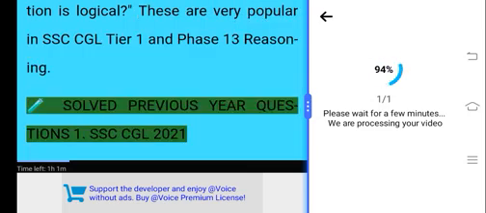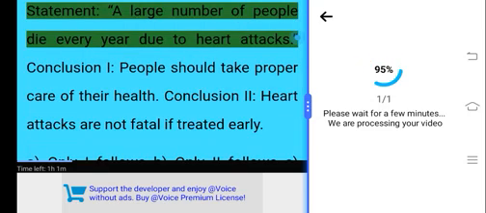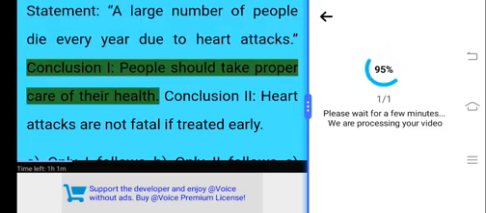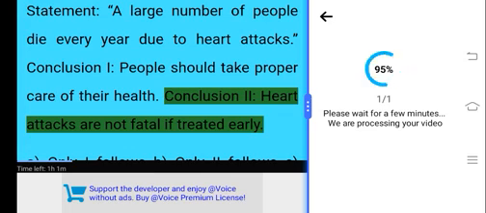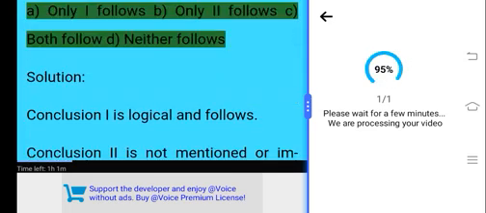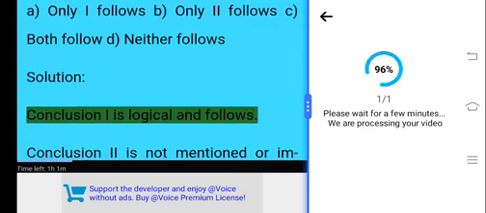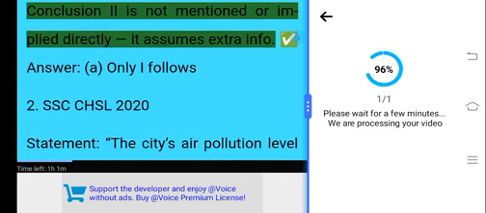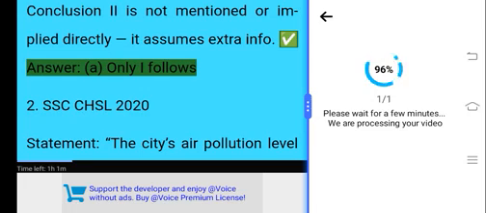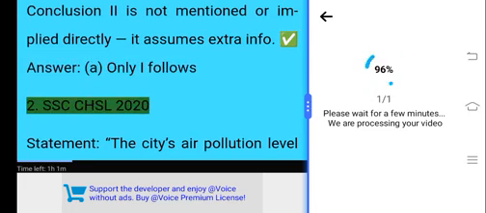Solved previous year questions. 1. SSC CGL 2021. Statement: a large number of people die every year due to heart attacks. Conclusion 1: people should take proper care of their health. Conclusion 2: heart attacks are not fatal if treated early. A. Only 1 follows. B. Only 2 follows. C. Both follow. D. Neither follows. Solution: conclusion 1 is logical and follows. Conclusion 2 is not mentioned or implied directly. It assumes extra info. Answer: only 1 follows.